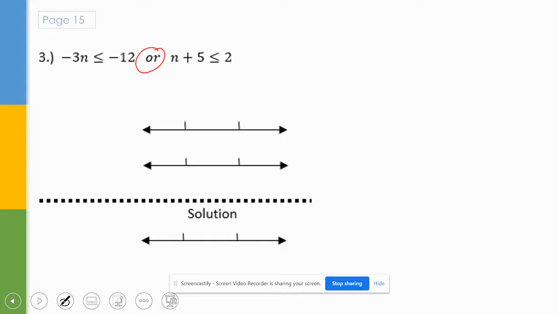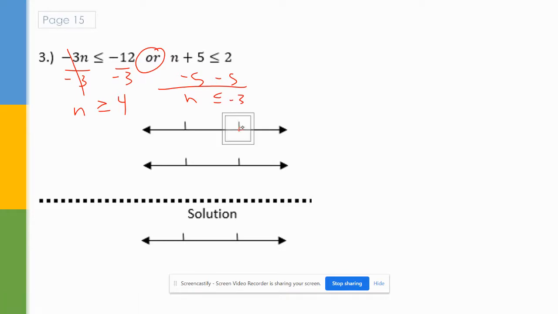This is an or, so I need to solve both of them. Divide by negative 3. Divide by negative means I change the inequality sign. So I have two graphs. One, n is greater than or equal to 4. N is less than or equal to negative 3. Since it's or, my final answer includes both solutions because we include everything with or.